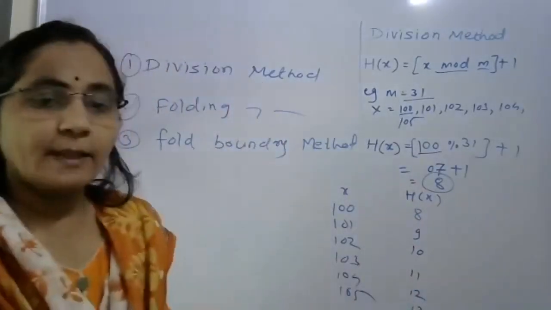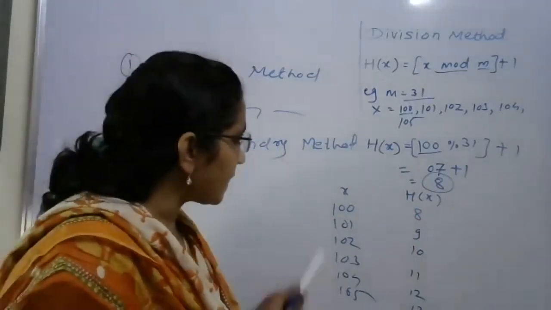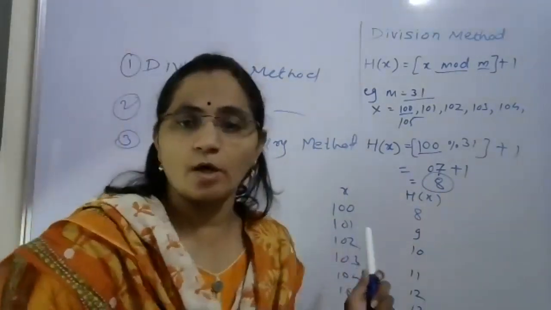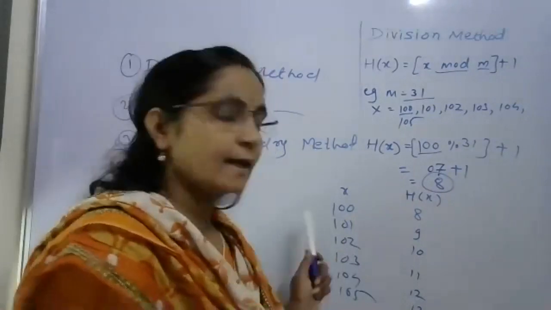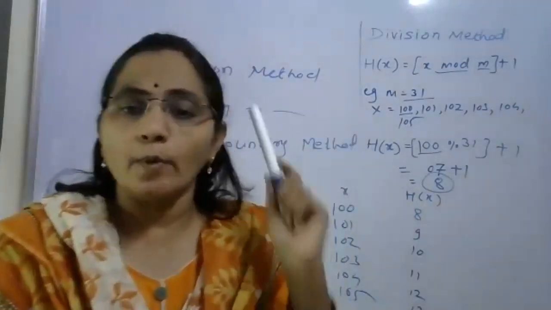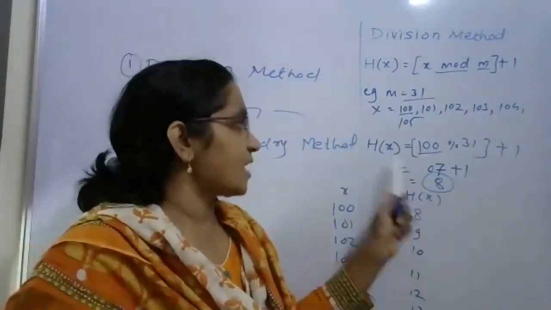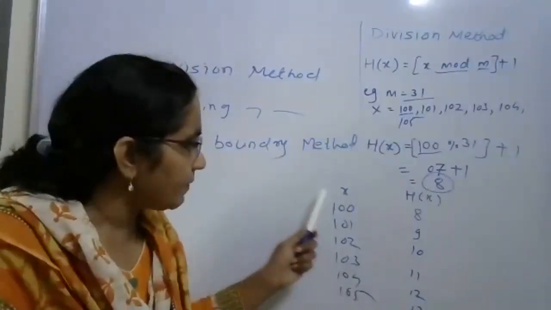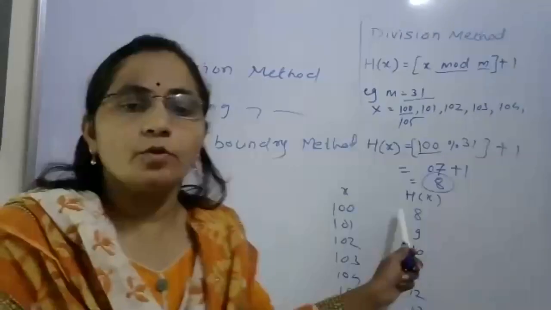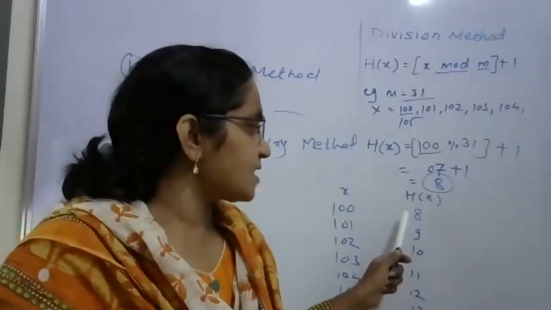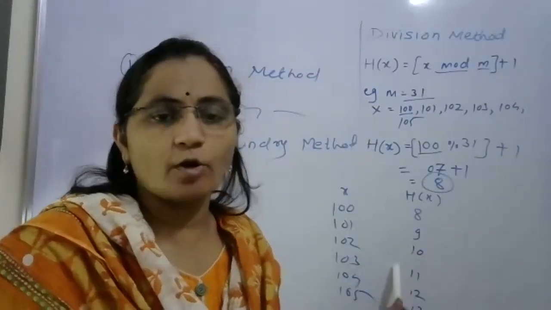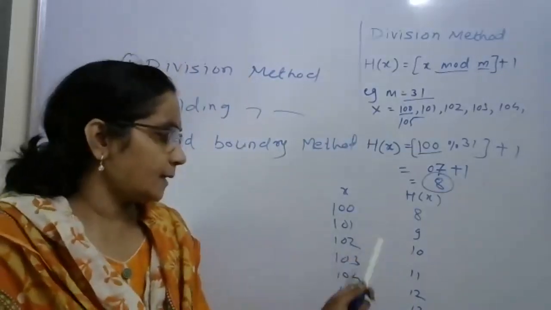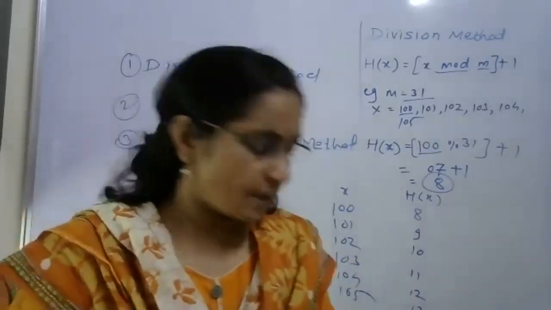If there is a difference, if these identifiers are not in sequential order, suppose 100, then 110, 120, then every time you have to calculate the hash address using this formula. Correct? But if these are given in sequential order, then you can just calculate the hash address for the first identifier, and then accordingly you can write down 9, 10, 11, 12, and then 13. So this is the first method.